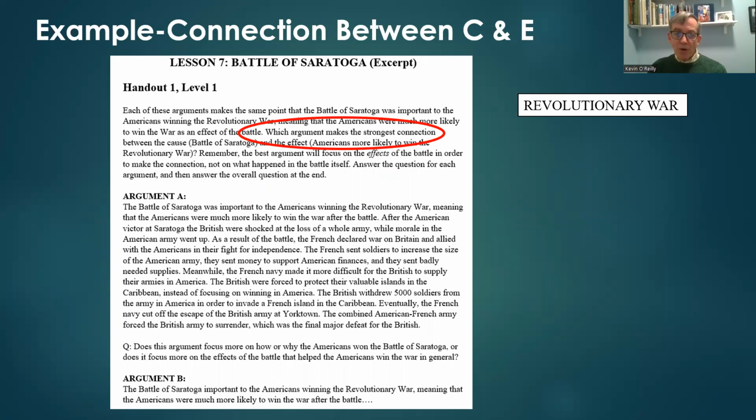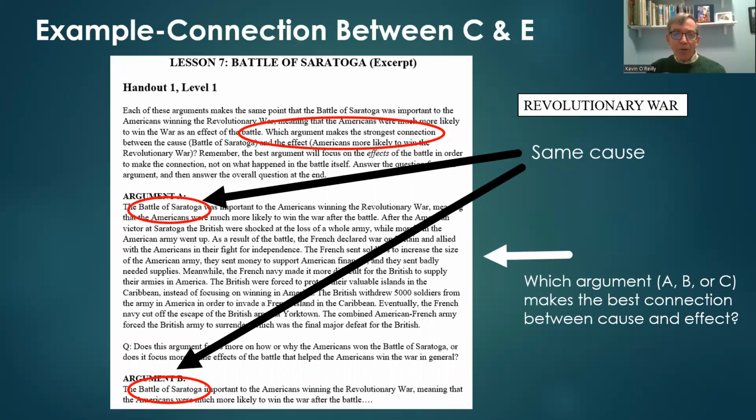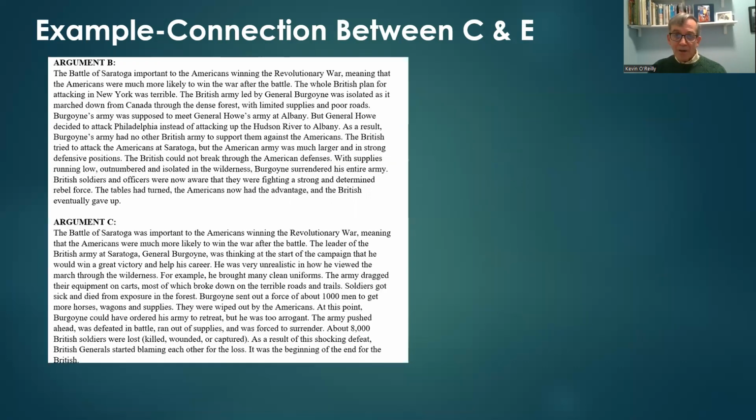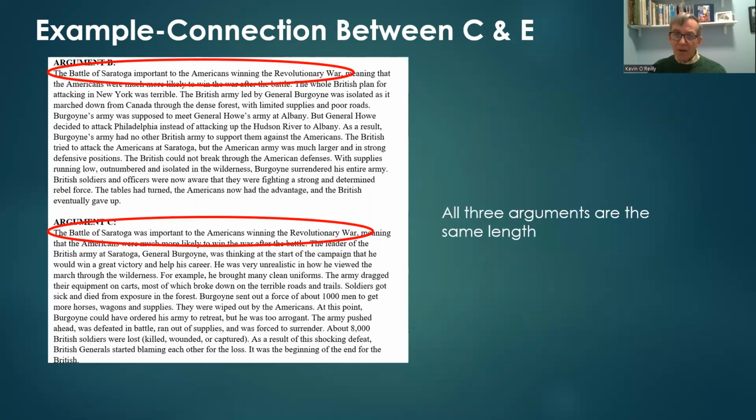the Americans winning the Revolutionary War. So you see the question there, which argument makes the strongest connection between the Battle of Saratoga and the Americans winning? You'll also notice that all three of the arguments have the same cause. So the students have to isolate on which one makes the best connection. Here we have arguments B and C, again, the same cause, and they're all about the same length, so the students don't infer anything from the length.